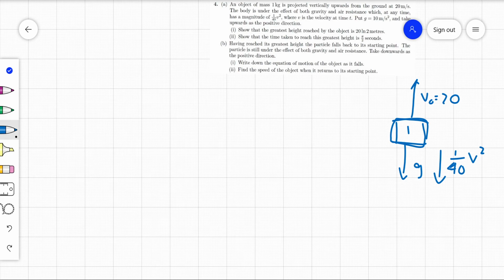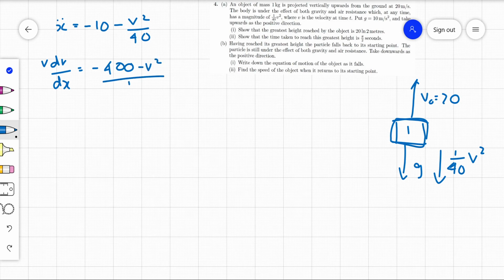Very handy. All right, so you can see that our acceleration equation, it's going upwards, so we've got negative gravity going downwards and negative v squared on 40 going downwards there. So we're interested in the maximum height, the greatest height reached. That occurs when v equals 0, so we want v dv/dx here. So let's make sure we've got that on a common denominator first. Once we've done that, we tip everything upside down.